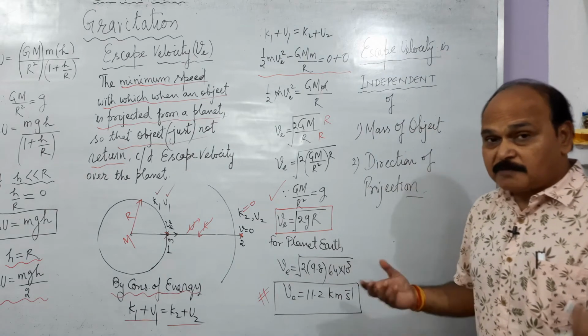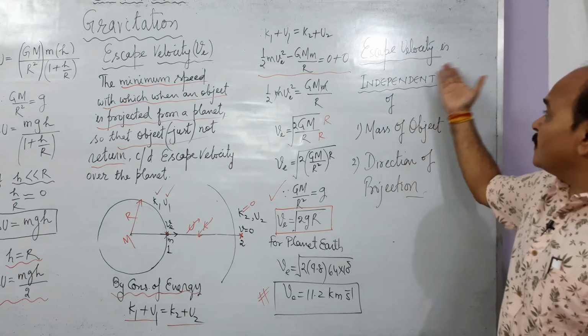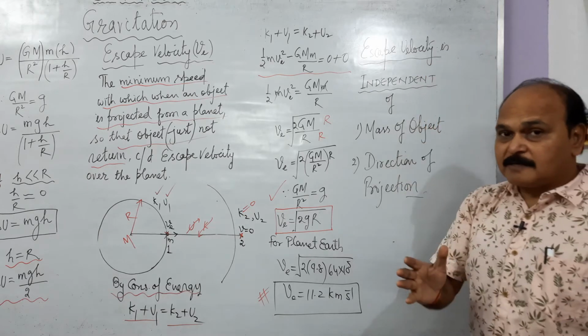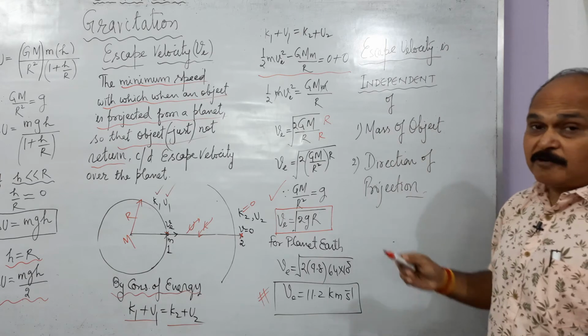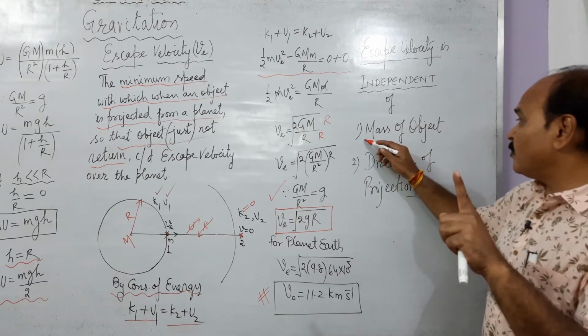And remember, there are certain very important facts. Escape velocity over a planet is independent of, number one, mass of the object.